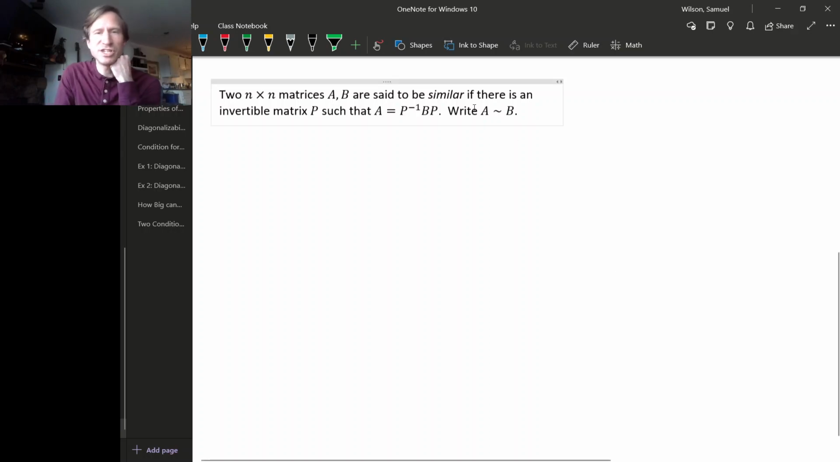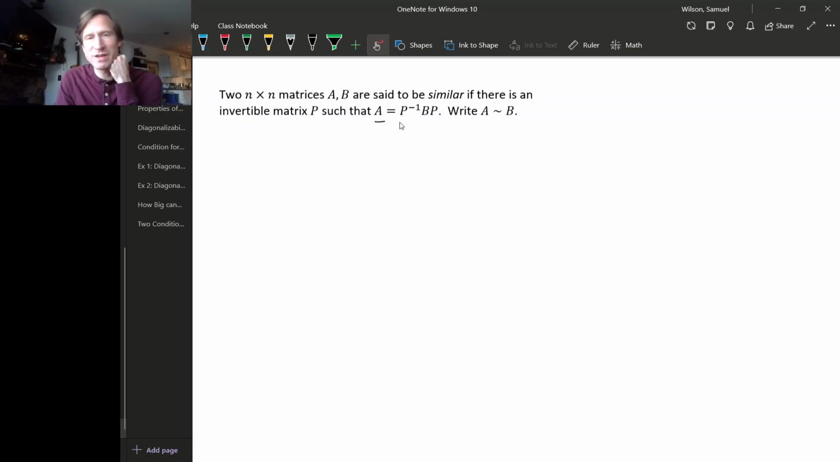So we have this definition of similarity, right? Matrices are similar when you can write one of them as P inverse times the second one times P. And the idea here is that these matrices represent the same linear transformation, but just in different bases.